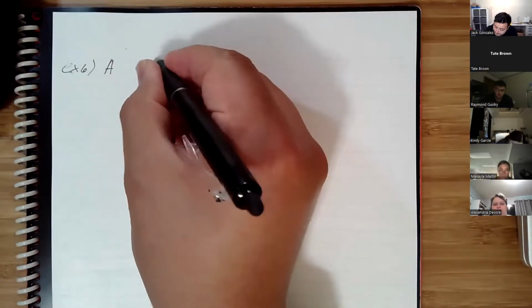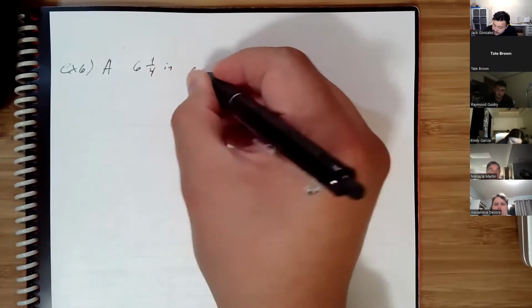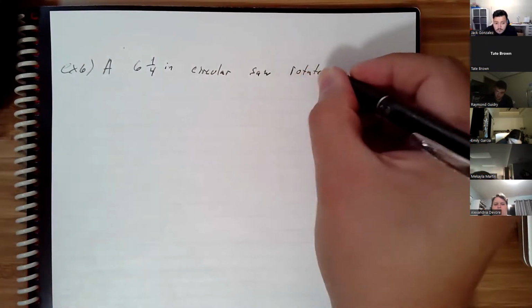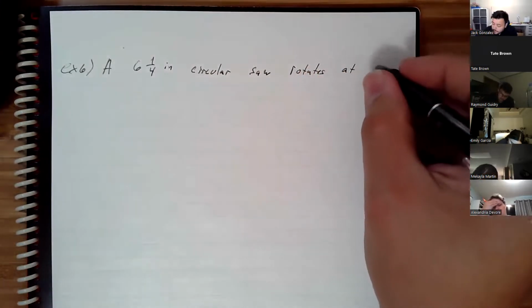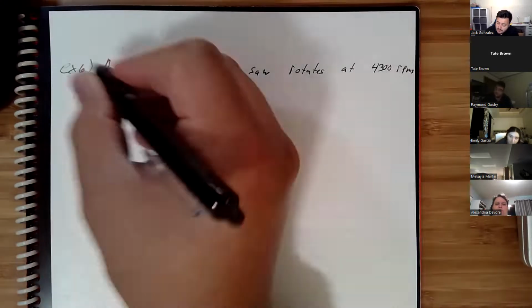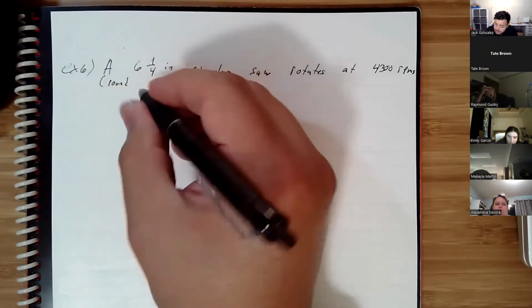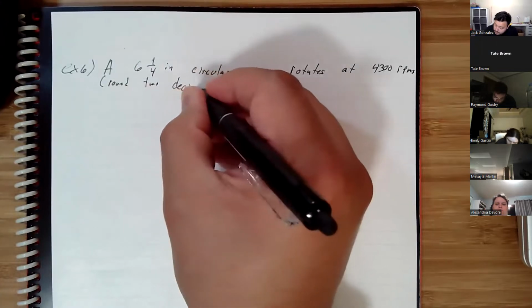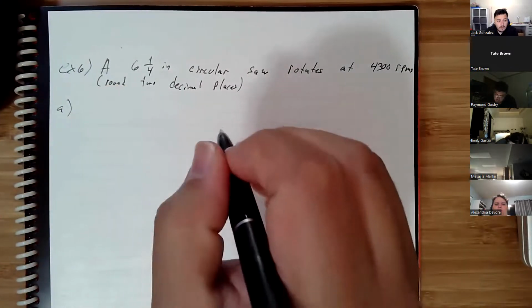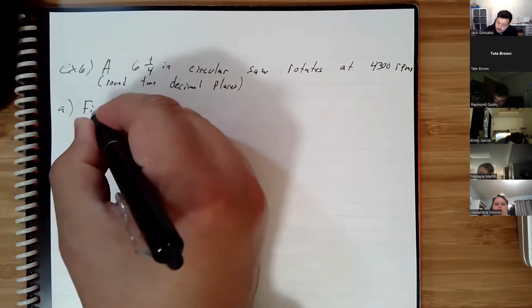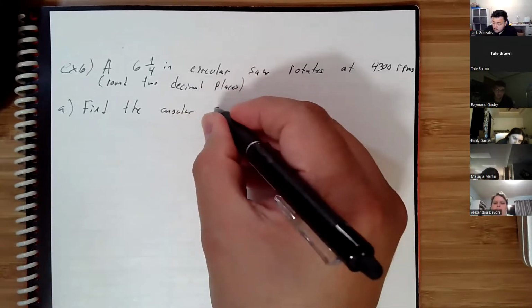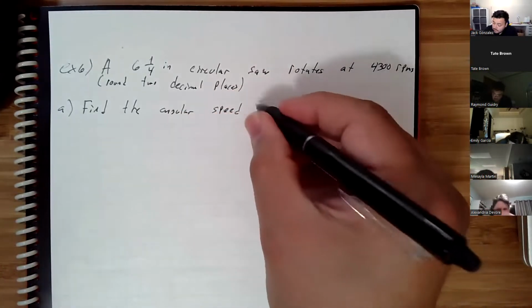A 6 1/4 inch circular saw rotates at 4,300 RPMs. They want us to round to 2 decimal places, so it's similar to one of your homework questions. Part A: find the angular speed in feet per minute.